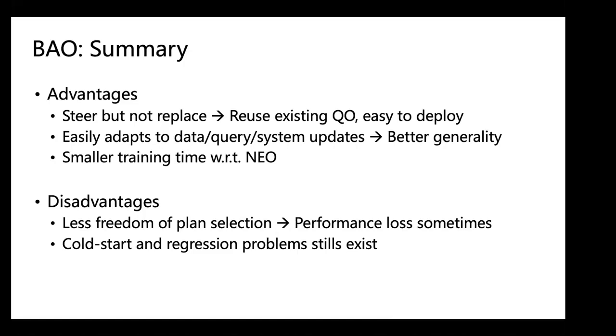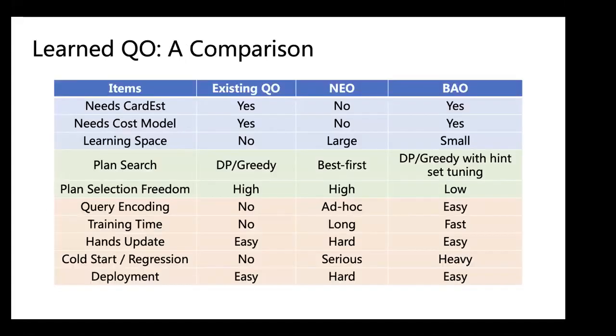And BAO still has a cold start and regression problem. You cannot get a good enough learned query optimizer at the very front. Okay, so we can compare their performance here. We compare them from different aspects. First, the learning space, whether they need a cardinality or cost model, their plan search method and plan search freedom, and the training time, whether they could have updates, cold start or deployment easily. We can see that both of them have some advantages, but also have some disadvantages, not very satisfying.